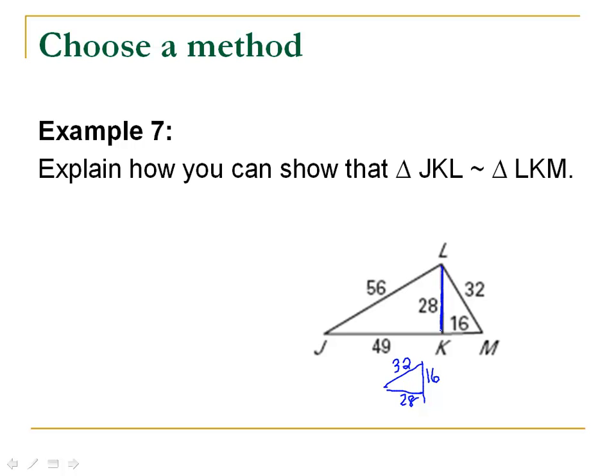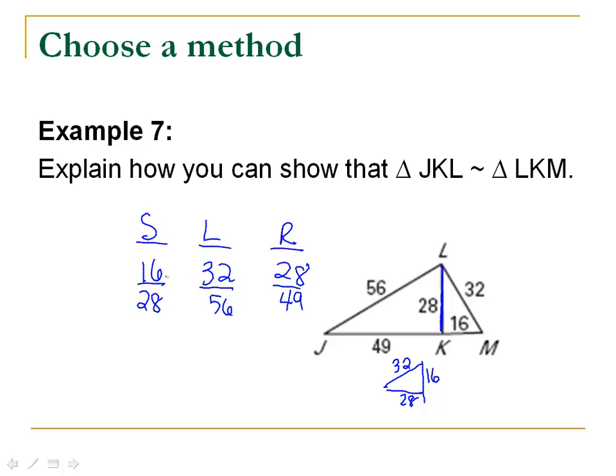Okay? So it looks like we've got sides that might be proportional. Let's compare here. I'm going to do my shortest, my longest, and my remaining. So my shortest of my smaller triangle is 16, my longest is 32, and my remaining is 28. My shortest of my other triangle is 28, my longest is 56, and my remaining is 49.